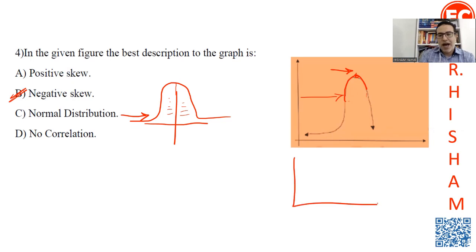But if the graph is nearest to the x-axis, it's a positive skew. Of course, we don't have any correlation here, no correlation in the line of best fit. This is regarding question number 4. So I may have positive, I may have negative, I may have a normal distribution.